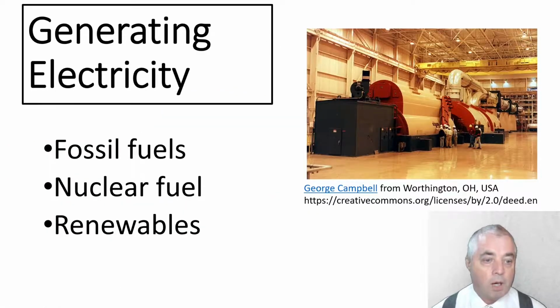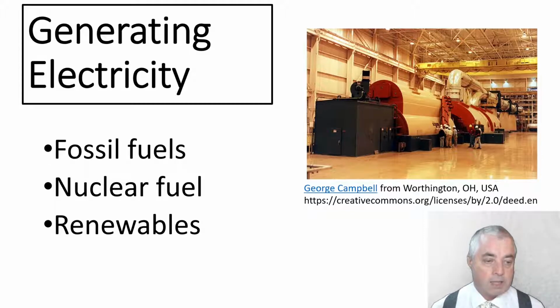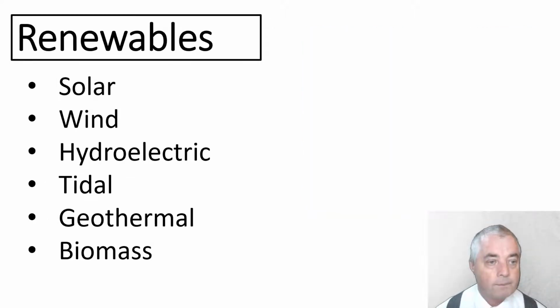The other thing you would have learned about was generating electricity. You would have learnt that if we want to generate electricity, we can use fossil fuels like coal, oil and gas. We can use nuclear fuel, which would be a radioactive substance like uranium, or we can use renewable energy. And we'll take a look in detail about what those different types of energy are.